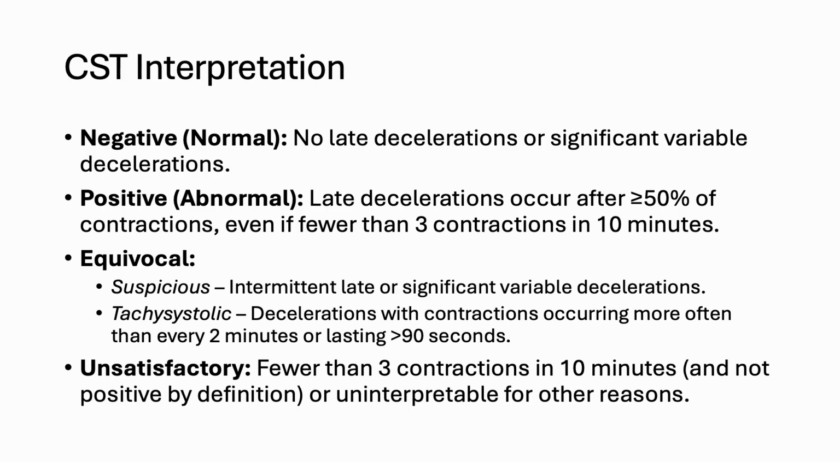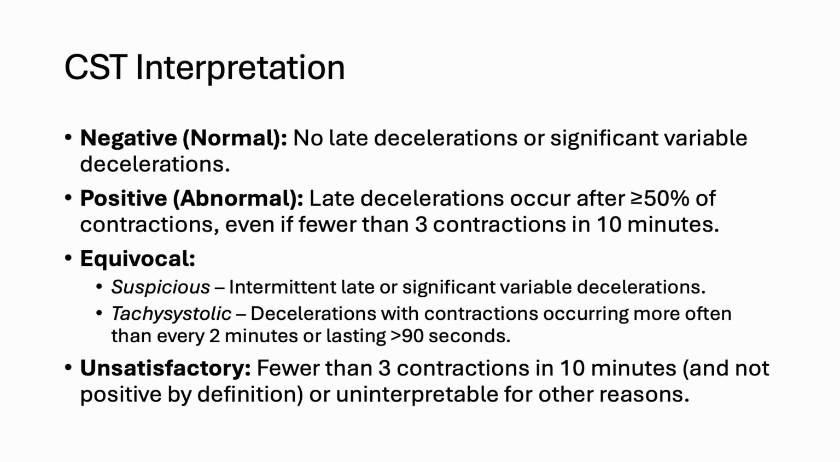So just keep that in mind. There would be no late decelerations or significant variable decelerations. A positive or abnormal test would be if there is a late deceleration that occurs after greater than or equal to 50% of contractions, even if there are fewer than 3 contractions in 10 minutes.